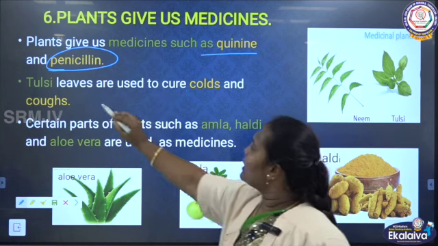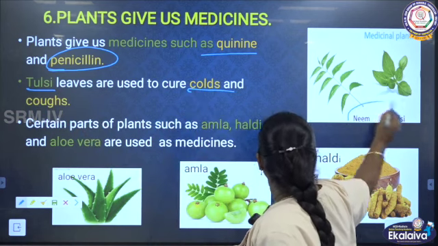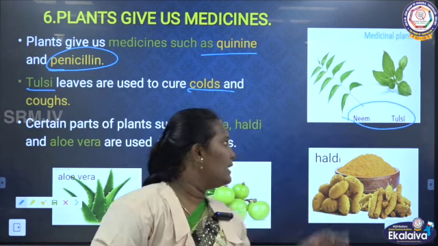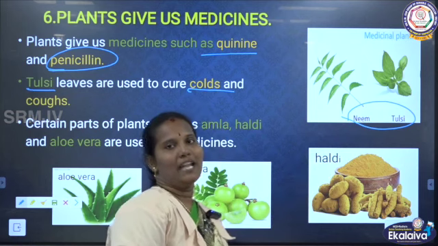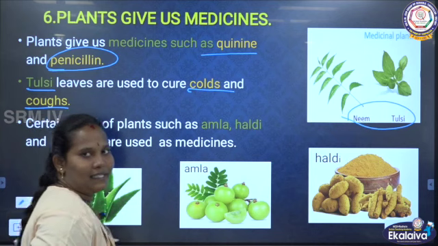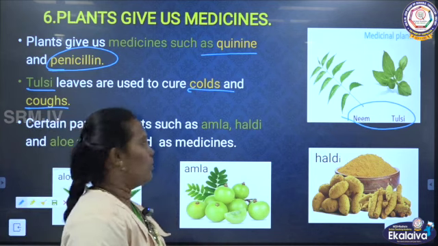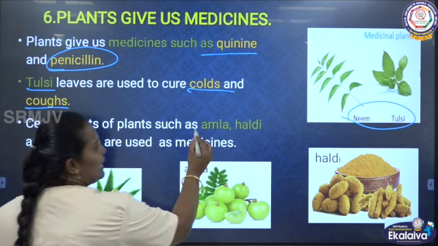Apart from this, we can say the tulasi and neem plants. The leaves of these plants are used to cure diseases like cold and cough. Many diseases can be cured using many plants. Okay, for example, we can say amla.